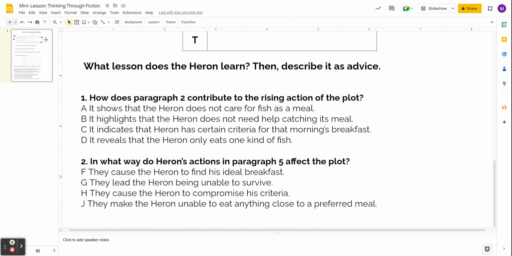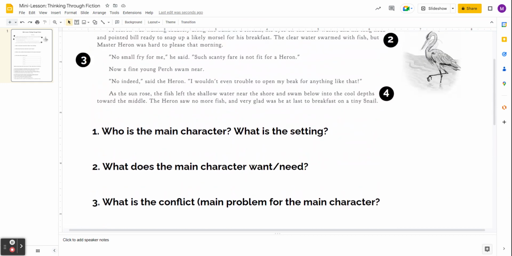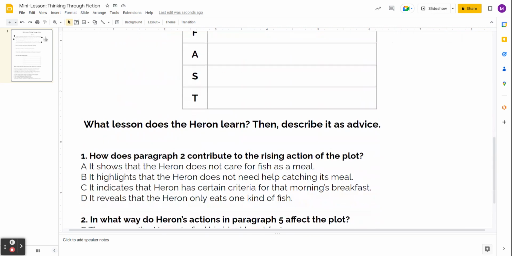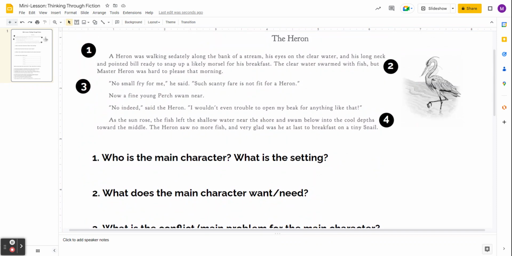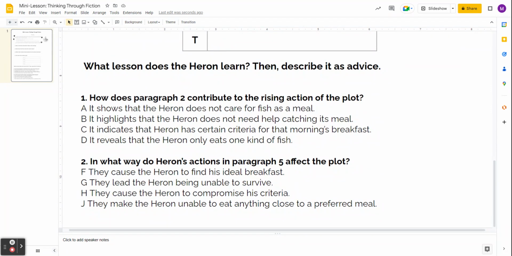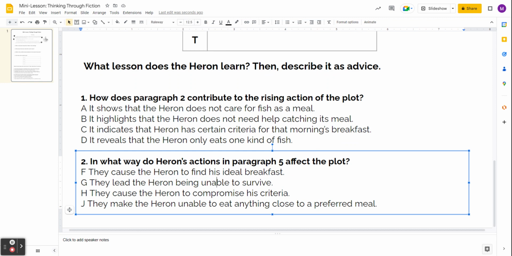The next question: in what way do the heron's actions in paragraph 5 affect the plot? So paragraph 5 is our very last paragraph, and his actions were missing all the fish, and so they swam away. Do his actions cause the heron to find his ideal breakfast? Do they lead the heron to being unable to survive? It doesn't get his ideal breakfast. He survives. It doesn't say that he passes or that he's unable to do it.